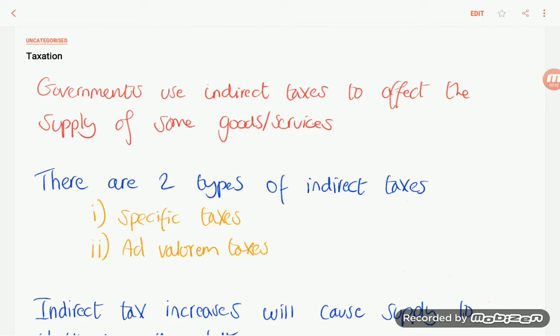On the other hand, ad valorem taxes, ad valorem means add value, are charged as a proportion of the price of a good. For example, a 20% tax on the price of a good would mean that a £10 product has £2 of tax, and a £100 product has £20.